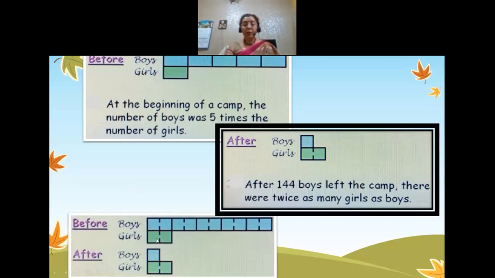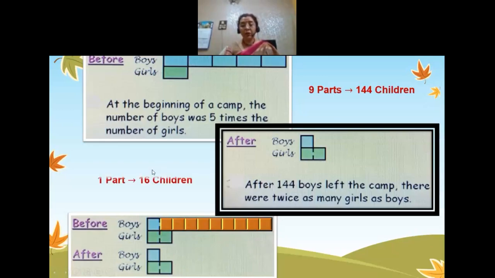Before, the number of boys was 5 times, now the number of girls is twice. So we broke it into equal parts. So where is the difference between the two? Here. How many boxes? 9 boxes. This difference is occurring for what? For 144 students. That means 9 parts is equal to 144 children. So 1 part is 16 children and 12 parts is equal to 192 children.